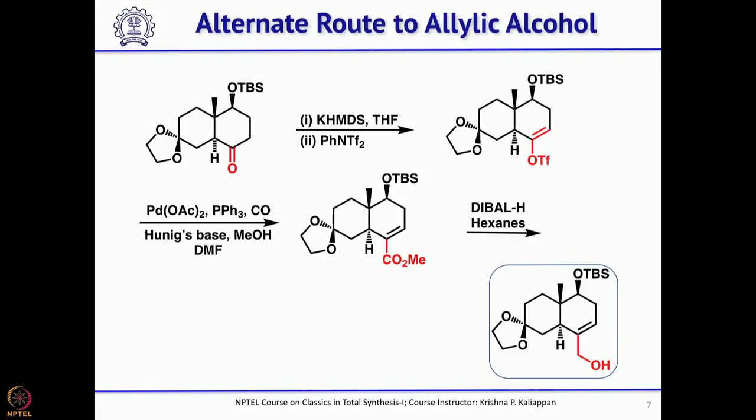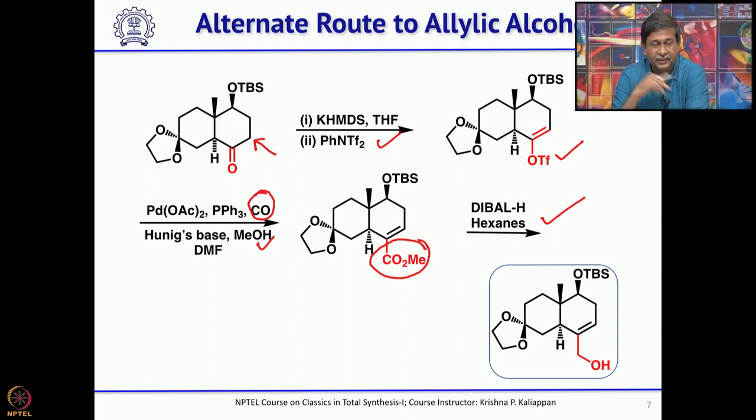Another method to get this allylic alcohol: he started with the same ketone, but he treated it with a base, potassium hexamethyldisilazide, which generates the enolate anion, and he quenched that enolate with PhNTf2 to form the enol triflate. Once you have the enol triflate, then palladium catalyzed carbonyl insertion followed by attack of the intermediate with methanol converts the enol triflate to the alpha beta unsaturated ester. Then simple reduction with DIBAL gives the same allylic alcohol.